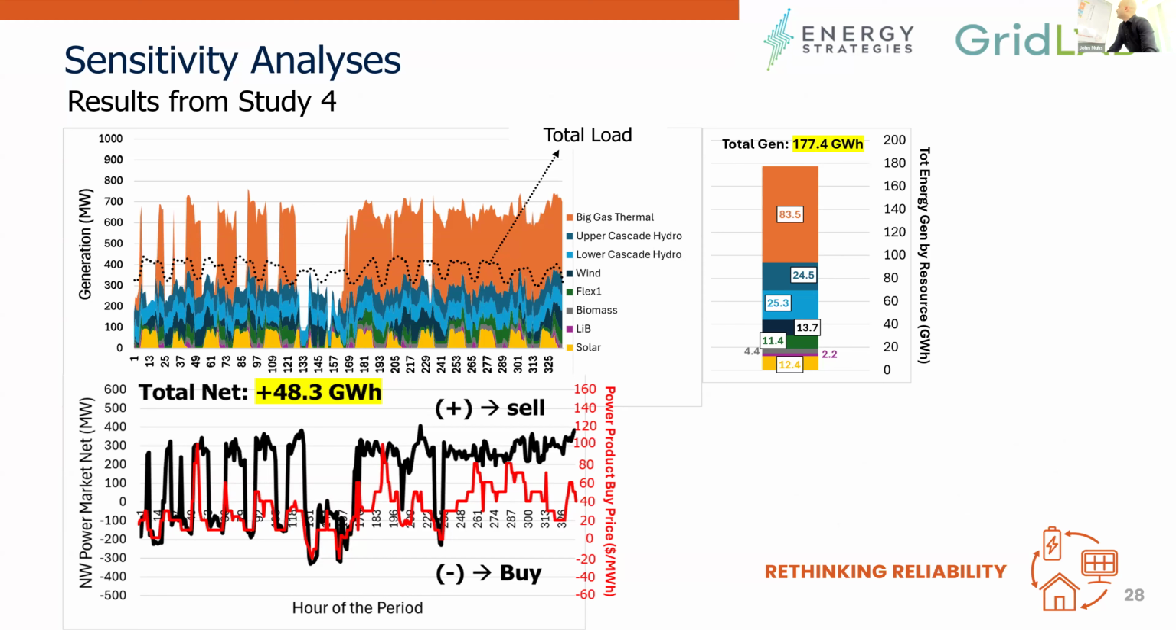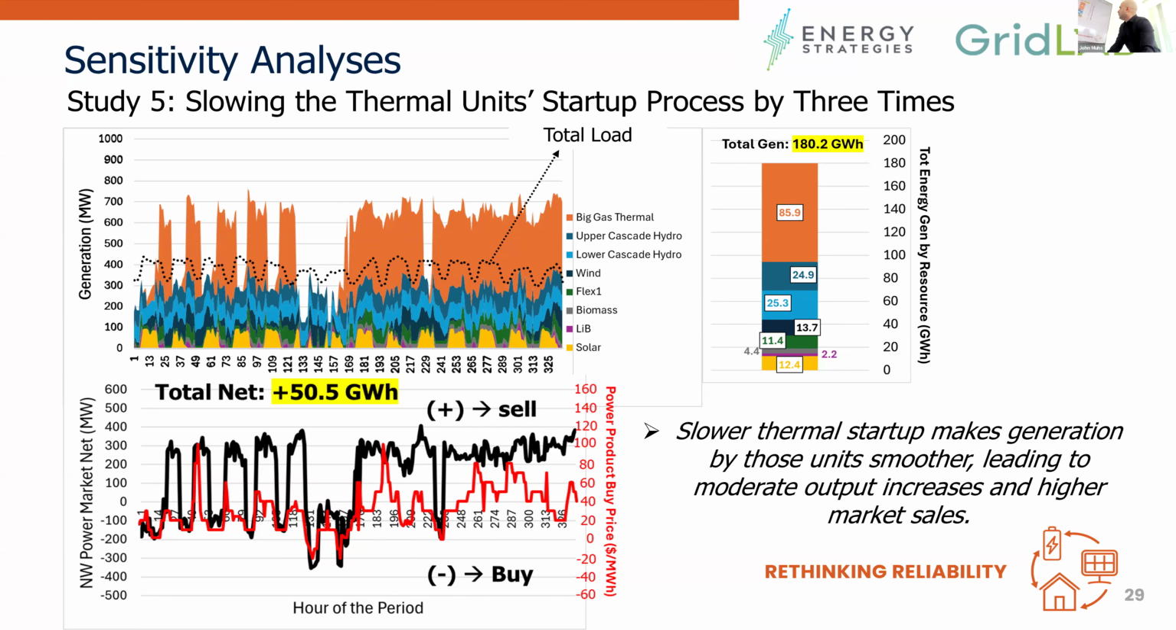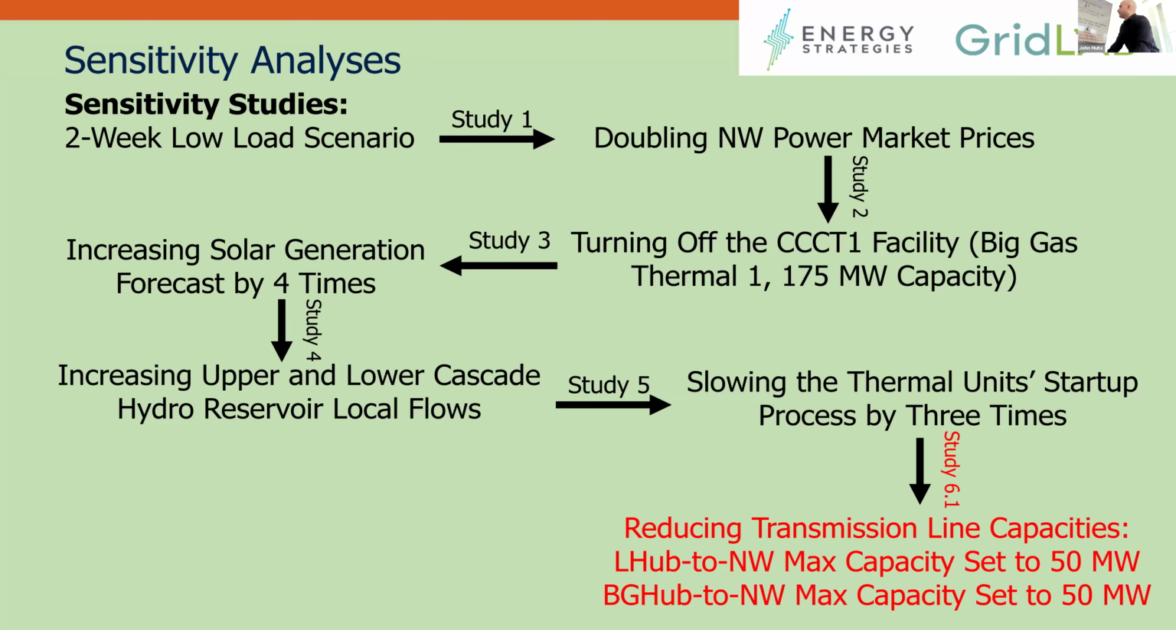So if we look at other generators in this study, we see that the upper cascade hydro increases slightly, but other generators show almost no change. So let's go to study 6.1.